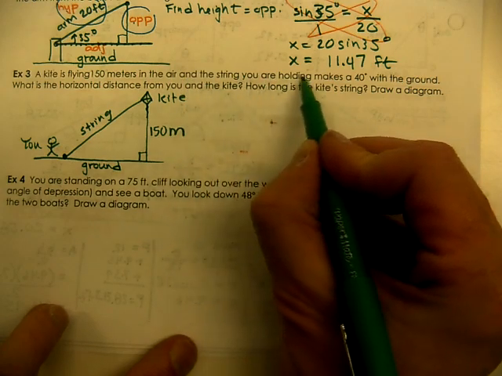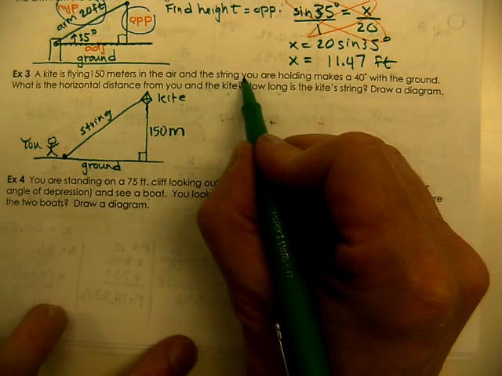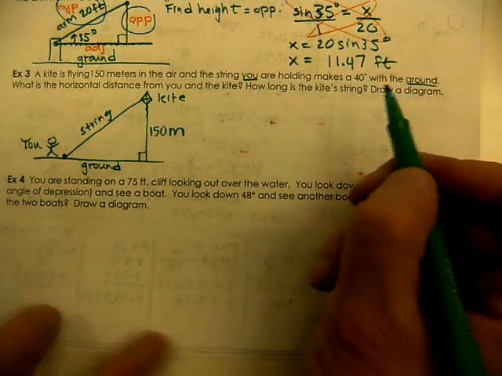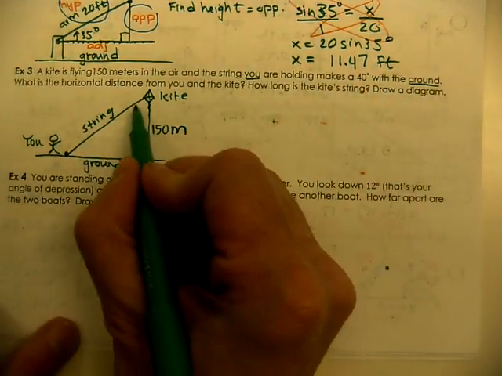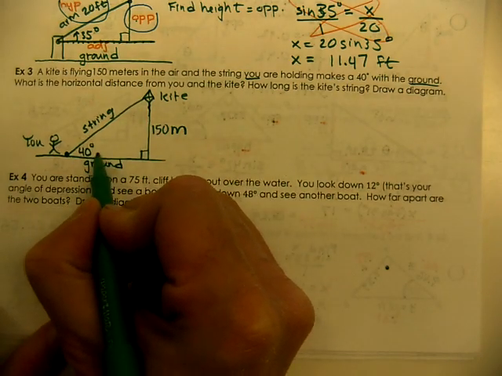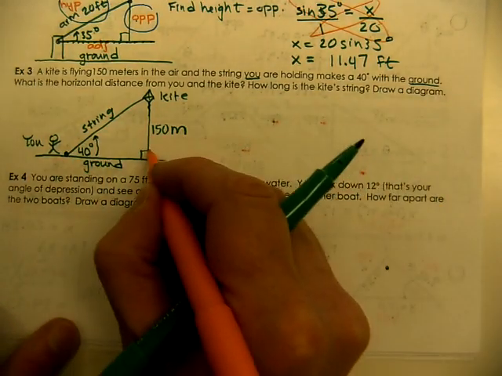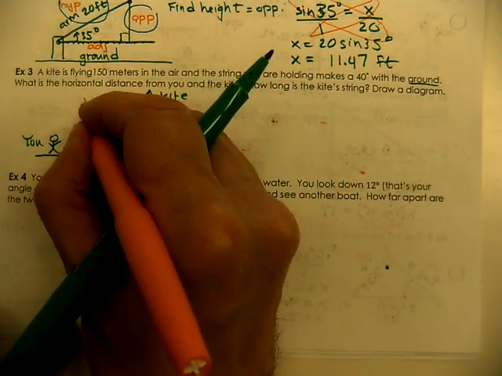The string you're holding makes a 40-degree angle with the ground. So where does the 40 degrees go? Well, it has to touch you and it has to touch the ground. So you can't put the 40 degrees here because that's not touching the ground. Here is where it touches the ground. So that's your angle of elevation. That's my reference angle. Let's label our sides. Opposite the right angle is my hypotenuse.